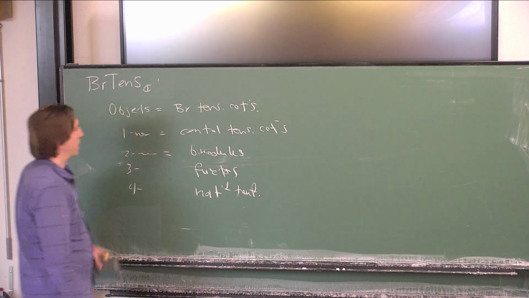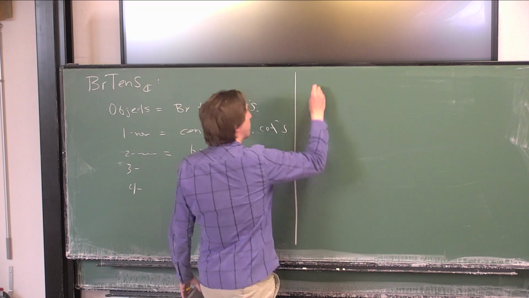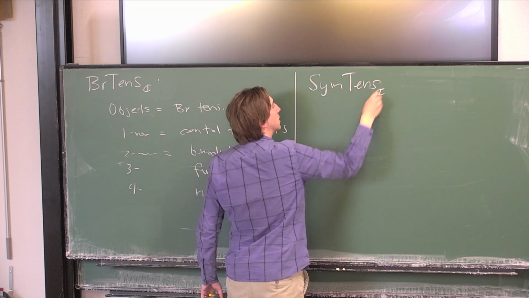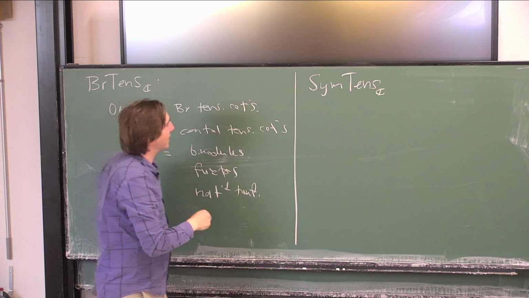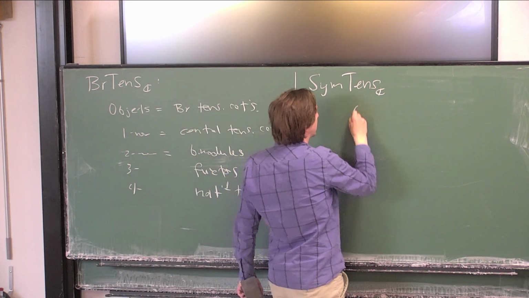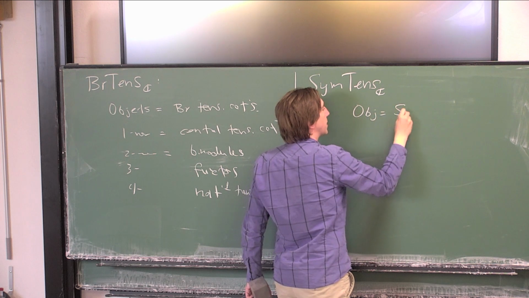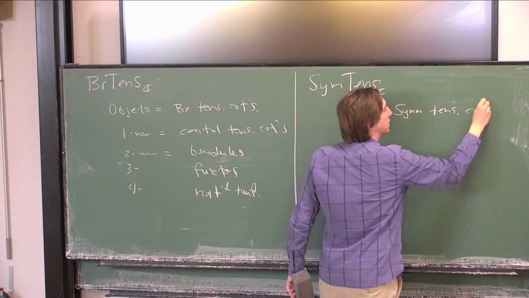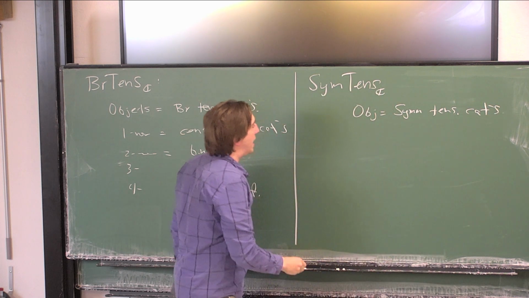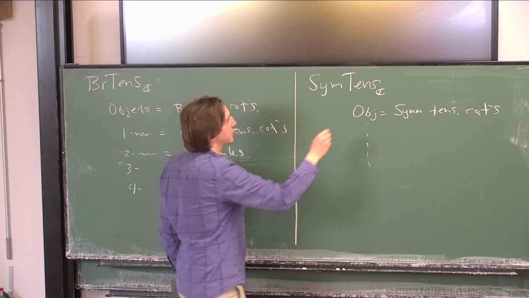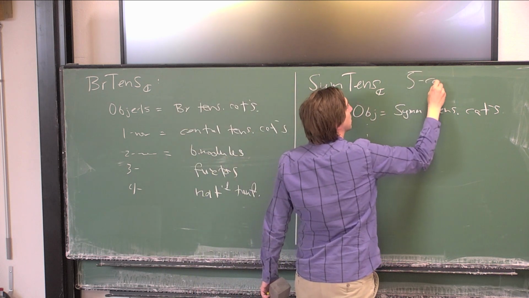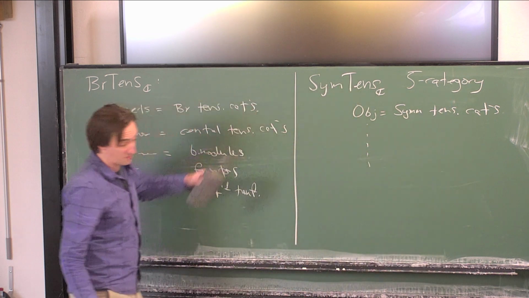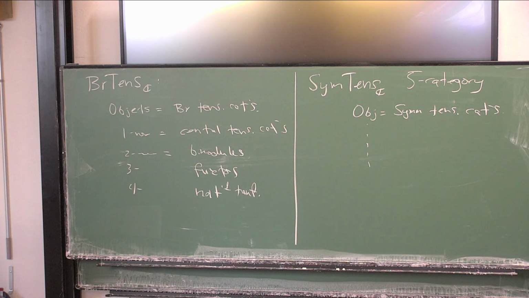And I won't write it all out, but I will draw you a picture. I'm also going to want to talk about symmetric tensor categories, where the objects are symmetric tensor categories, and then that's line, and this is a 5 category. So this 5 category will feature maybe on Friday's lectures.